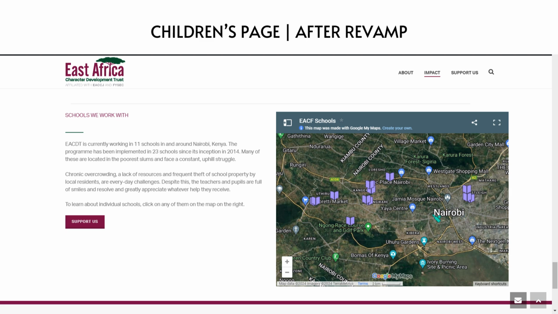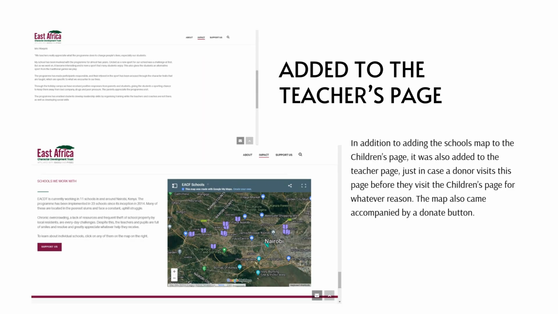Now, this school section basically showcases all the locations where this particular nonprofit is operating, all the schools they have partnered with. And so this map is critically important to this particular nonprofit. And because of its importance, we added this particular map and this navigation setup to the children's page, the teachers page, and if I'm not wrong, even to the coaches page. Again, here we see it again because of the significance of it.